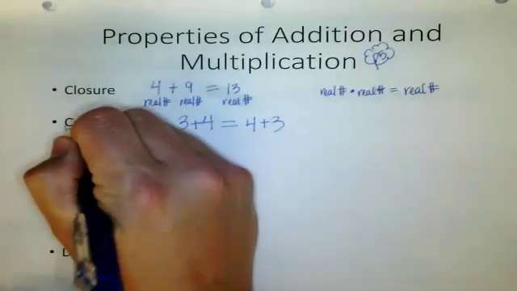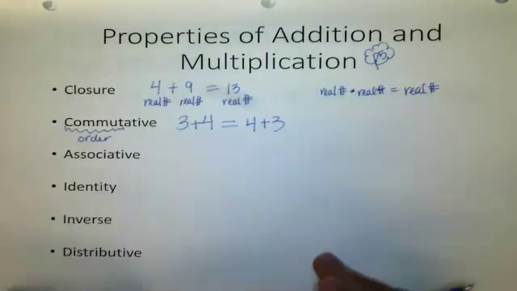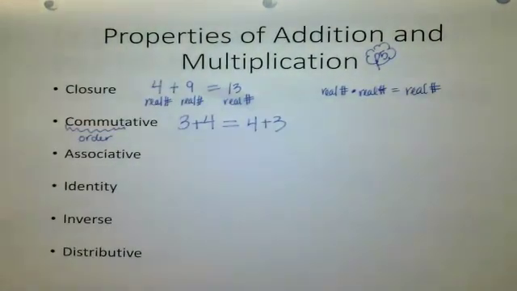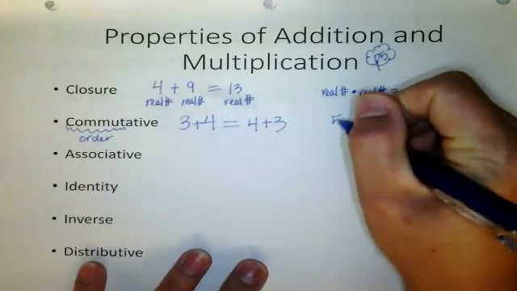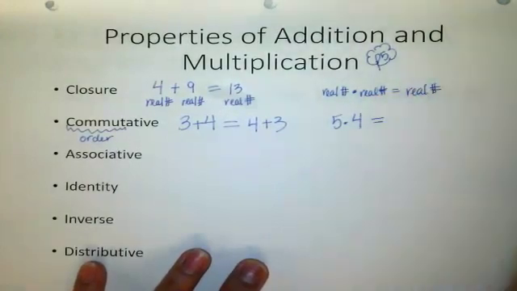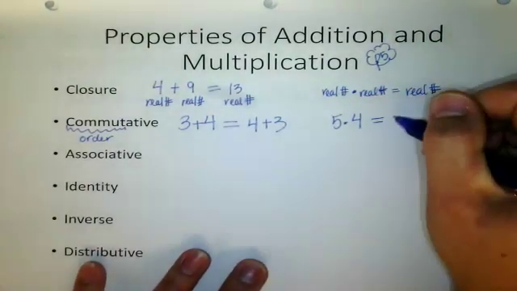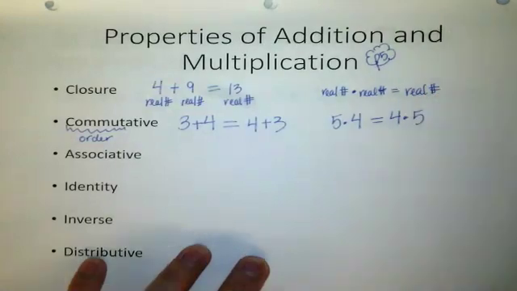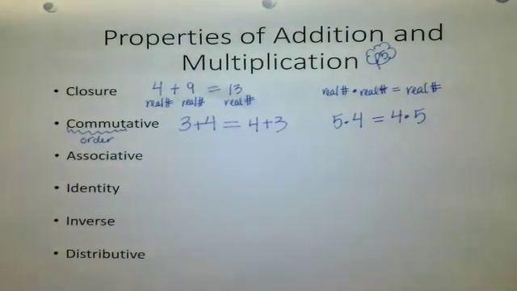So the commutative property has to do with the order. Changing the order does not change the answer in addition. The same is true for multiplication. 5 times 4 is the same as 4 times 5. The order does not matter. The commutative property deals with order, okay?